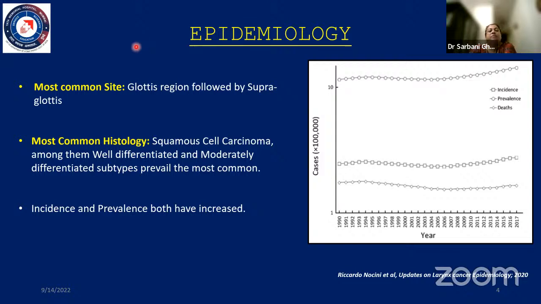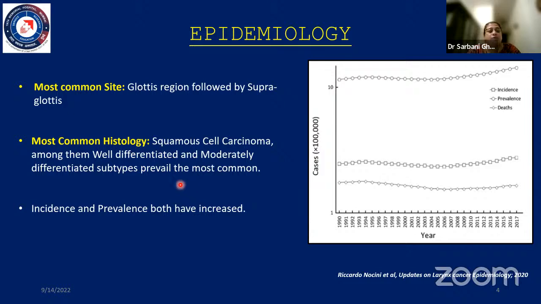We need to remember that the world over, the most common subsite within the larynx is the glottis, followed by the supraglottis. And of course, the most common histology is squamous cell carcinoma of the larynx, though we do sometimes get some of the uncommon histologies like neuroendocrine tumors or sarcomas.